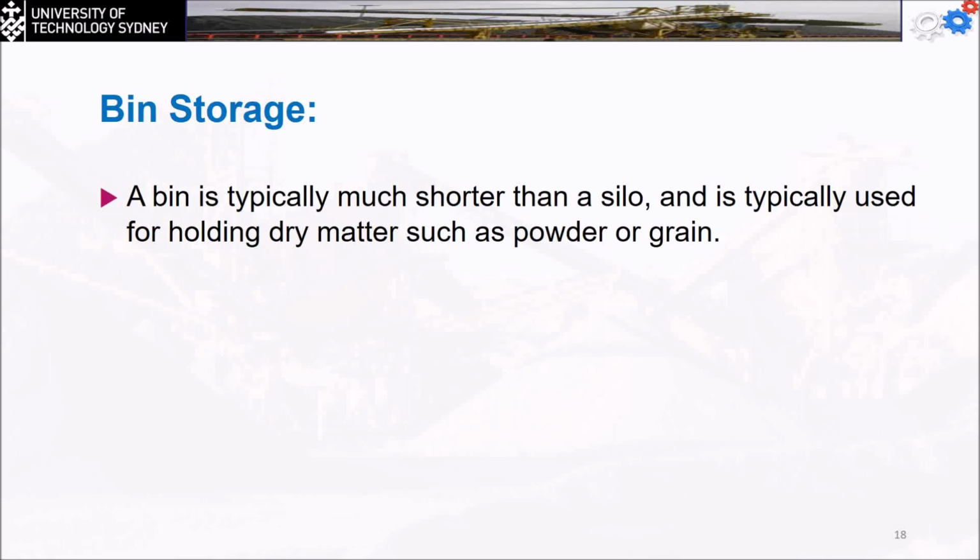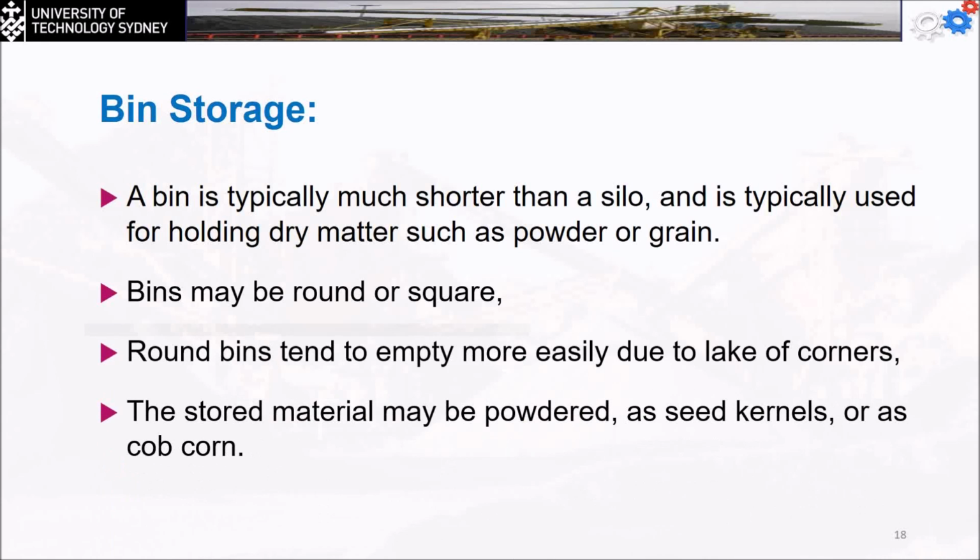Typically bins are for holding dry matter such as powder or grains, and usually bins are not going to store the material for a long time like the silos. Bins may be round or square, and round bins tend to empty more easily due to the lack of corners. And the stored material may be a powder, seed kernels, or popcorn.